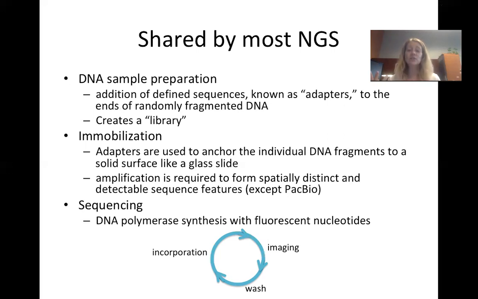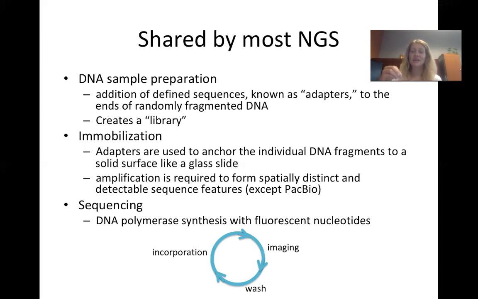And in the case of Illumina, that's going to form these little spatially distinct and detectable sequence features that can actually be sequenced. And I'm going to give you a video to watch that's going to make this a lot more clear. And then finally, sequencing. So in the case of Illumina, your DNA polymerase synthesis with fluorescent nucleotides gives you that fluorescent signal so that you can take an image and, based on the color of the fluorescence, determine what base is being added.